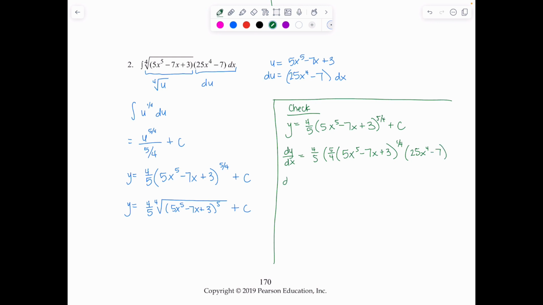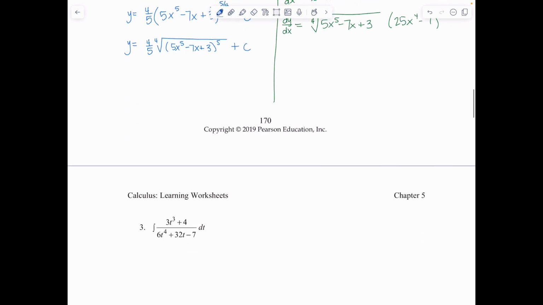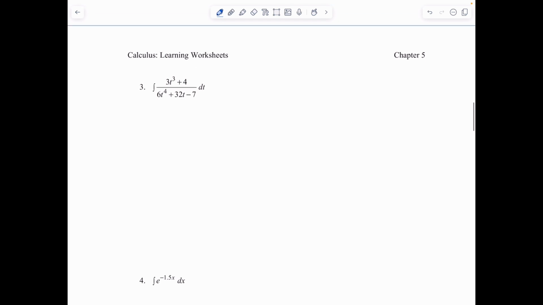And this cleans up to be 4th root of 5x to the 5th minus 7x plus 3 times 25x to the 4th minus 7. And that's what we started with, so it looks good.